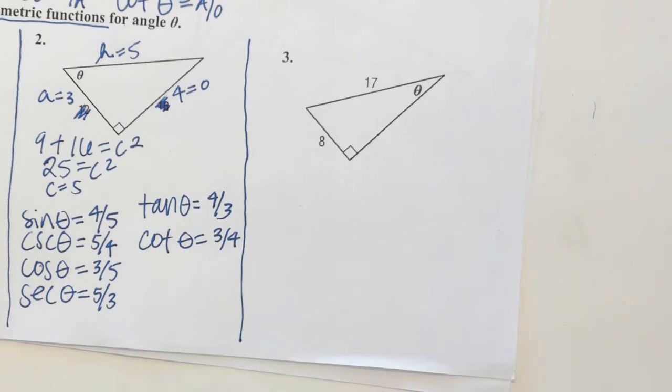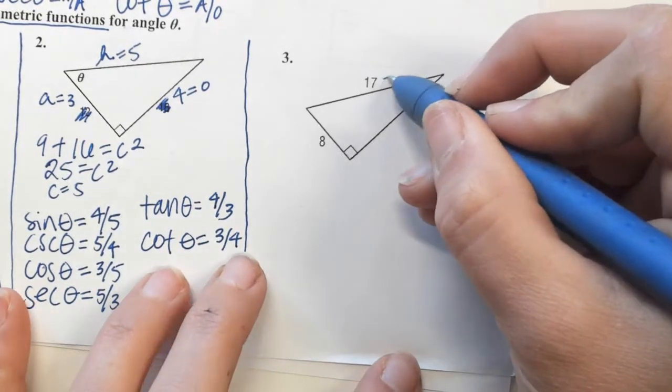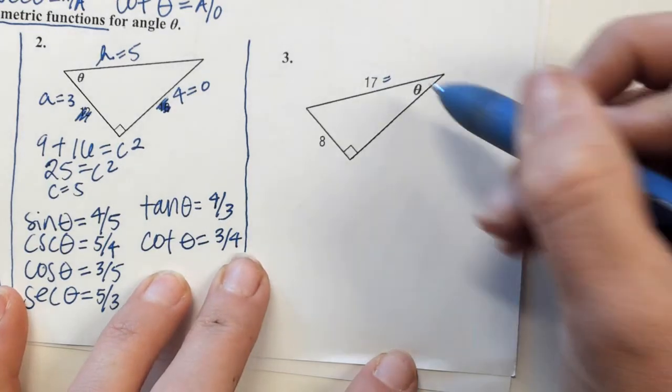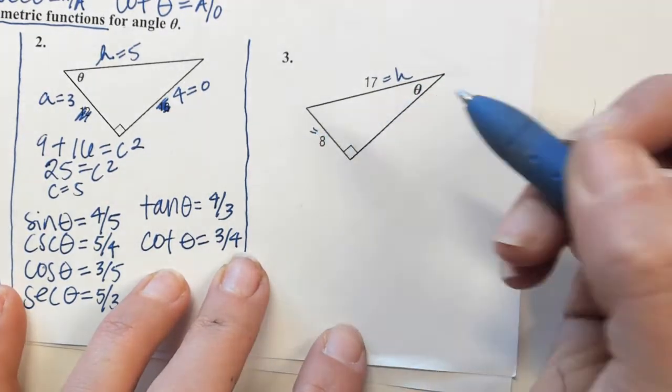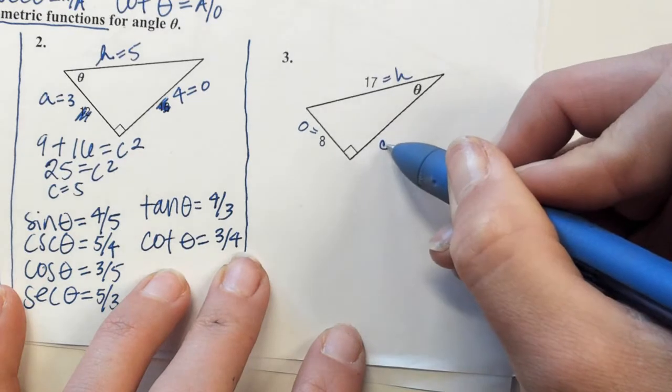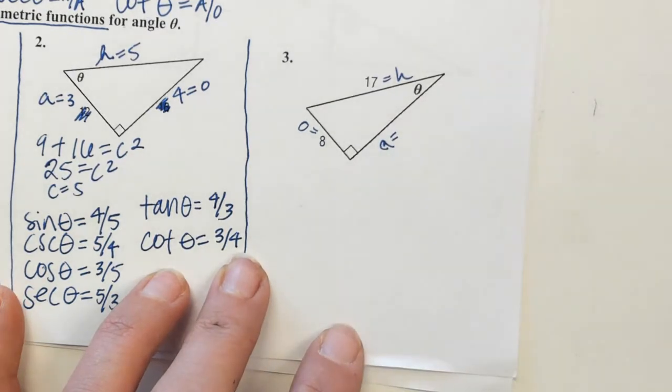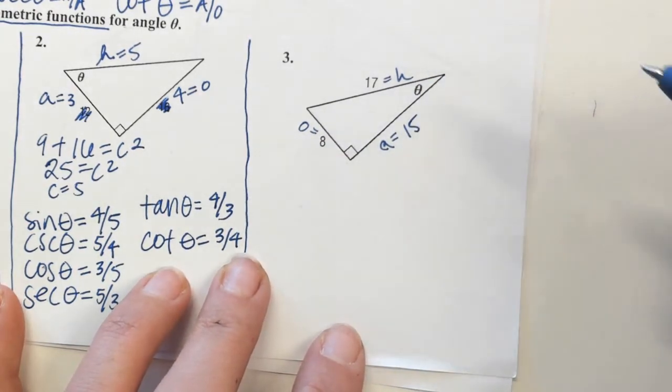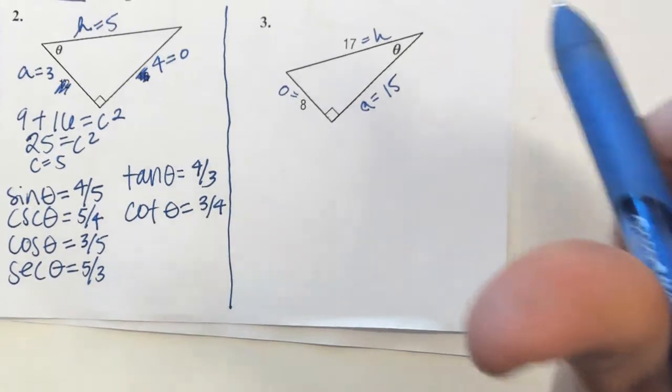Alright, Rihanna, what is 17 compared to theta? Good. And what about 8? Good. So we're missing adjacent. And Evan, what'd you get for your adjacent? My adjacent was 15. Wait, say that again? 15. Good. Everybody agree? Alright, any questions about how to find 15? Do I need to go over that part?